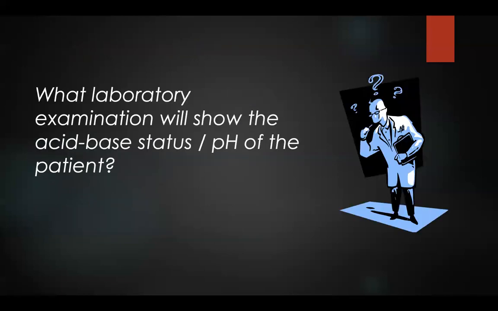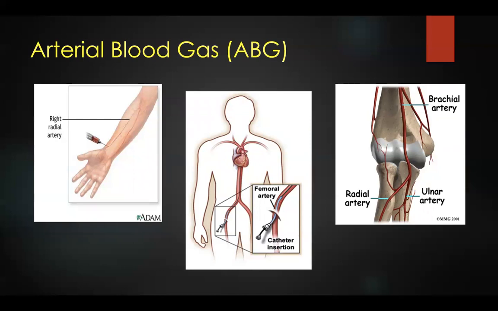So what laboratory examination will show the acid-base status or the pH of the patient? This is the arterial blood gas. Arterial blood gas is one way of determining body pH. This is a very common procedure, especially now in the times of COVID-19, wherein we have a lot of cases of respiratory failure. We perform arterial blood gas to determine the levels of pH.